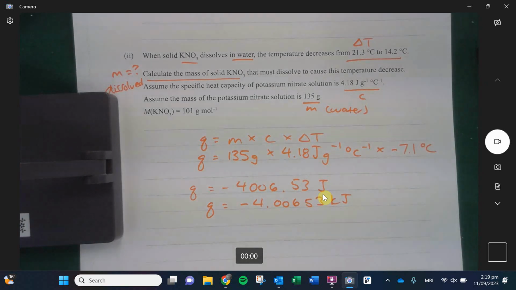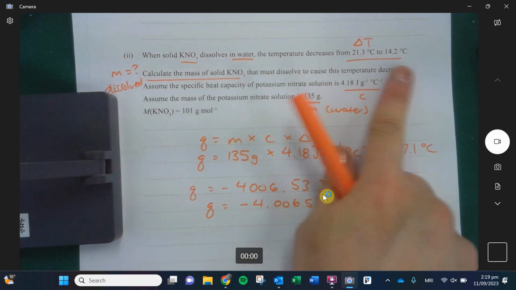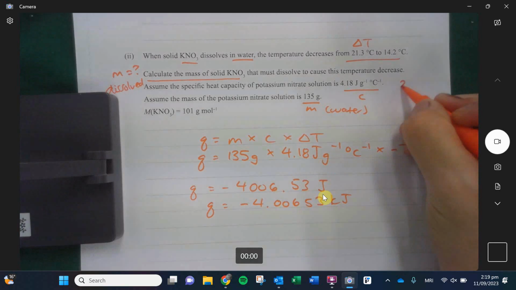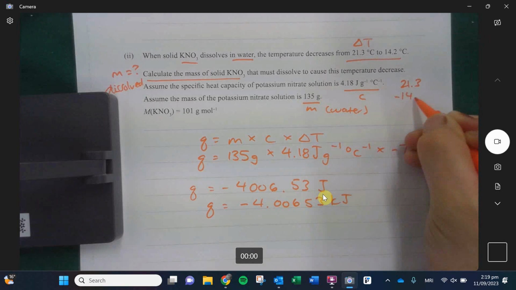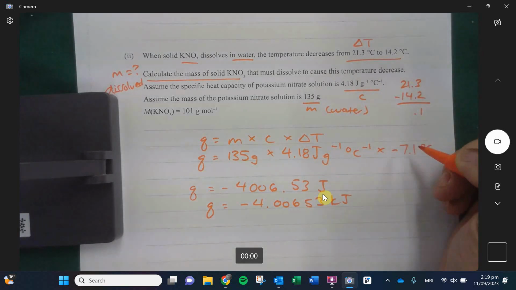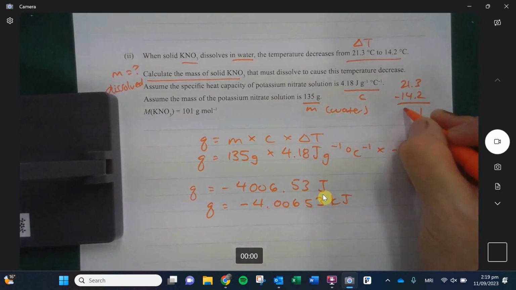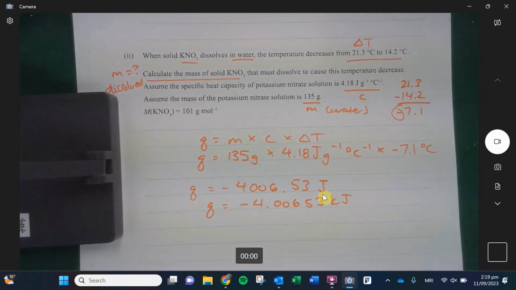Are we happy with how I got to that number? No? Where do you want me to backtrack to? Oh, 7.1. I got this by doing 21.3 minus 14.2. Am I doing the math right? 21 minus 14, yeah, that's 7. And it's a negative number because we're talking about a decrease in temperature.